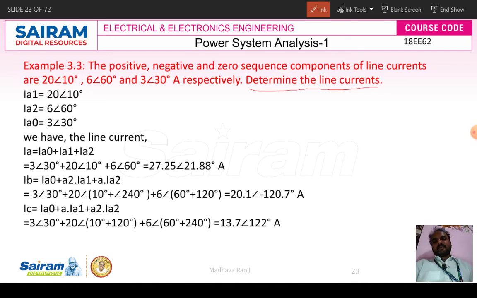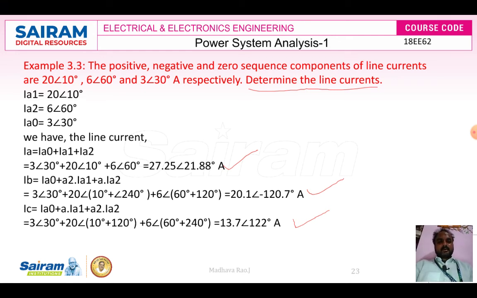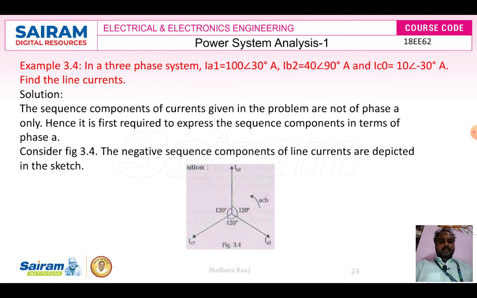The values are the positive, negative and zero sequence component values. If you substitute, we will get the IA, IB, IC values. IA is 27.25 at an angle 21.88 degrees. IB is 20.1 at an angle minus 120.7 degrees, and IC is equal to 13.7 at an angle 122 degrees. So these are the line currents, right? And we will move to the next problem.